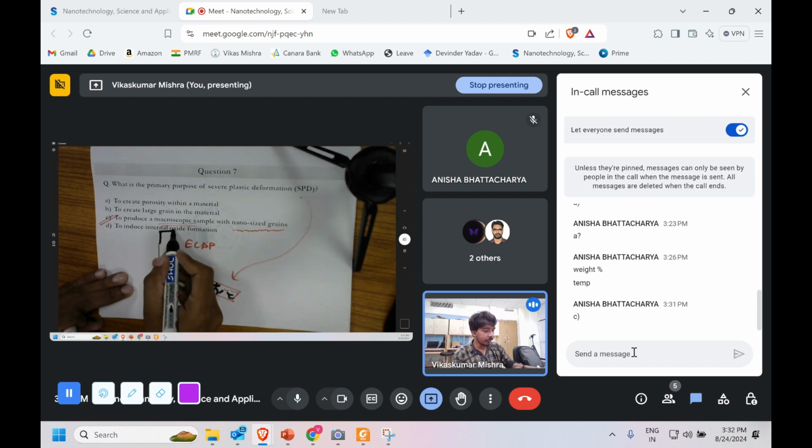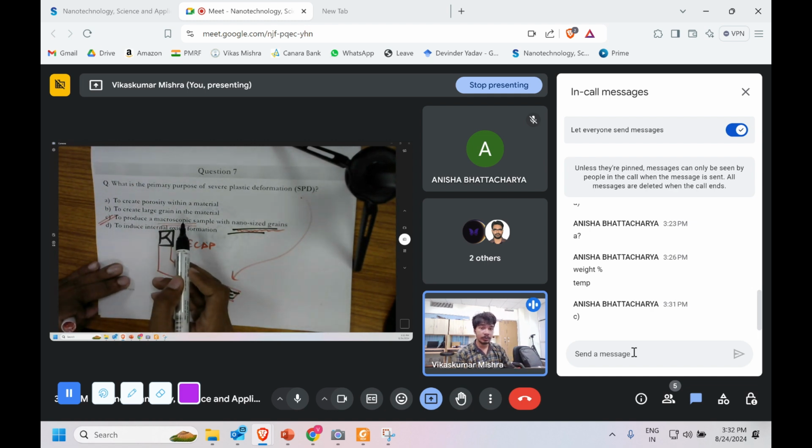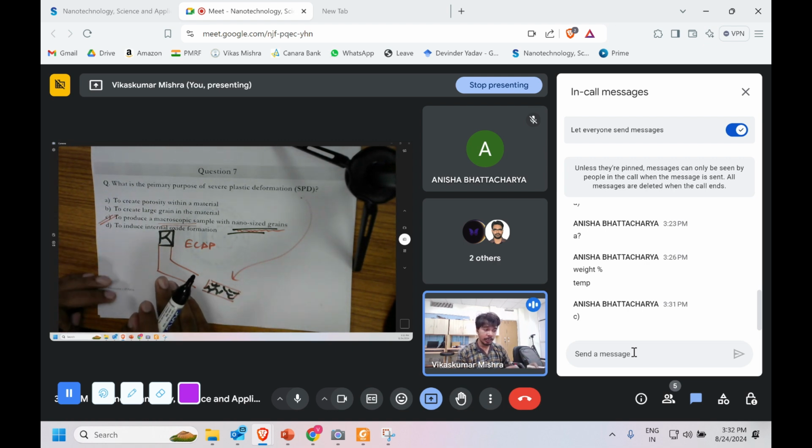While initial grains will be quite coarser in nature, so we can say that this particular process will decrease the grain size. Option B was telling that a larger grain size is obtained. No, severe plastic deformation will never increase the size of the grain. Can you name a few techniques by which I can increase the size of the grain?